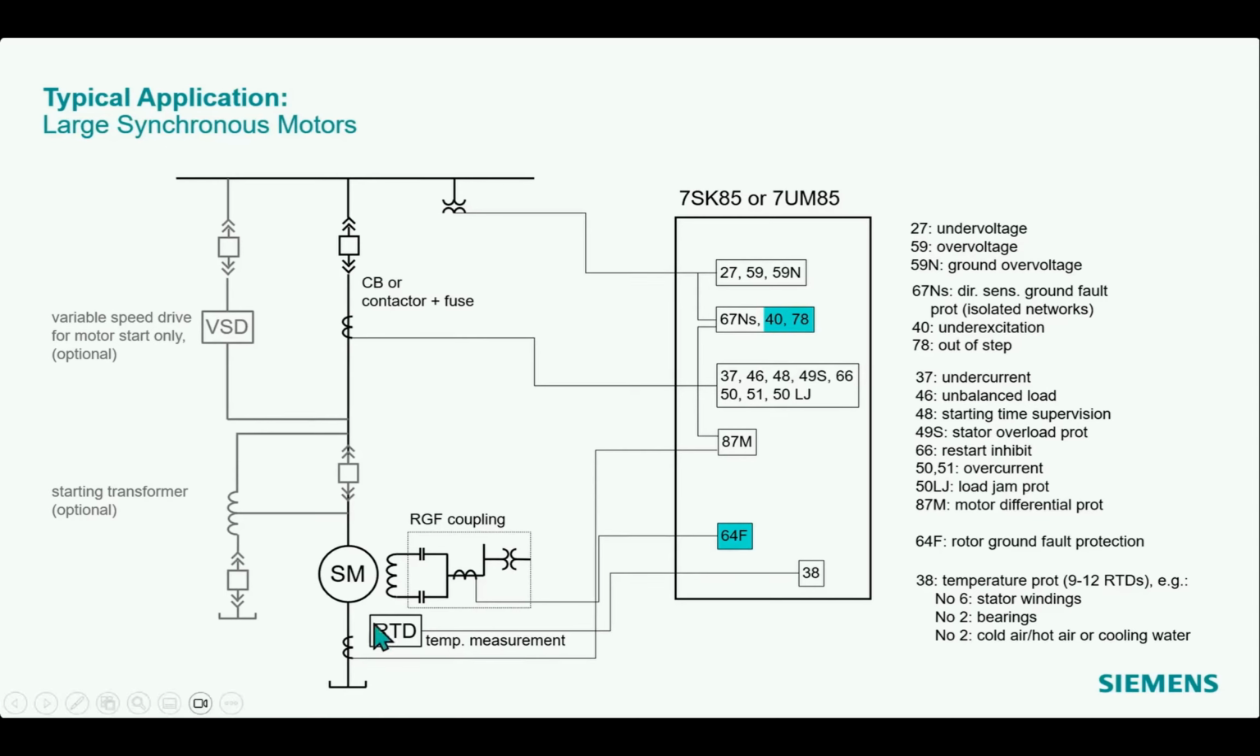Okay, for the protection, additionally, we have here the under-excitation protection and optionally the out-of-step protection function. Both make sure that the motor does not fall out of step because it is loaded too much. And we optionally have a function to protect the motor against rotor ground faults.